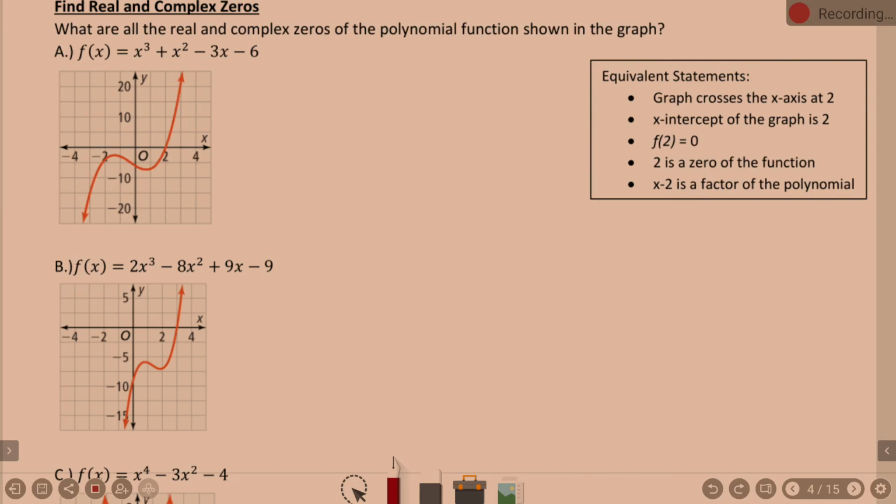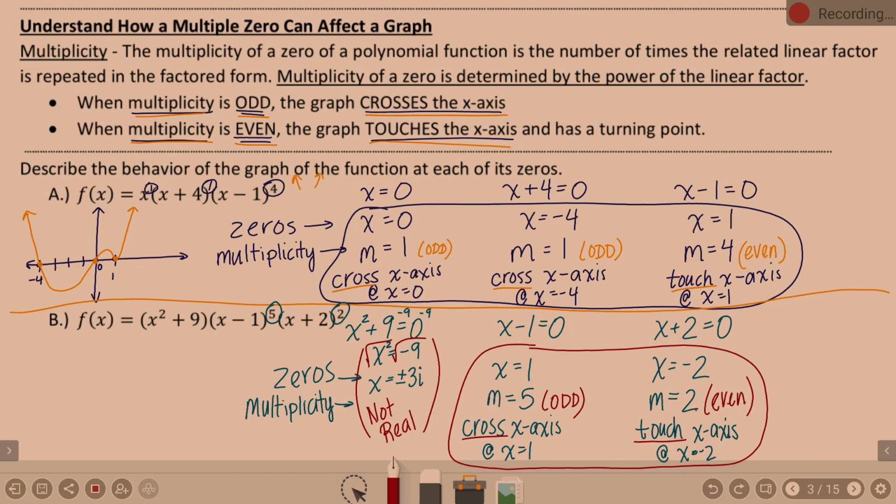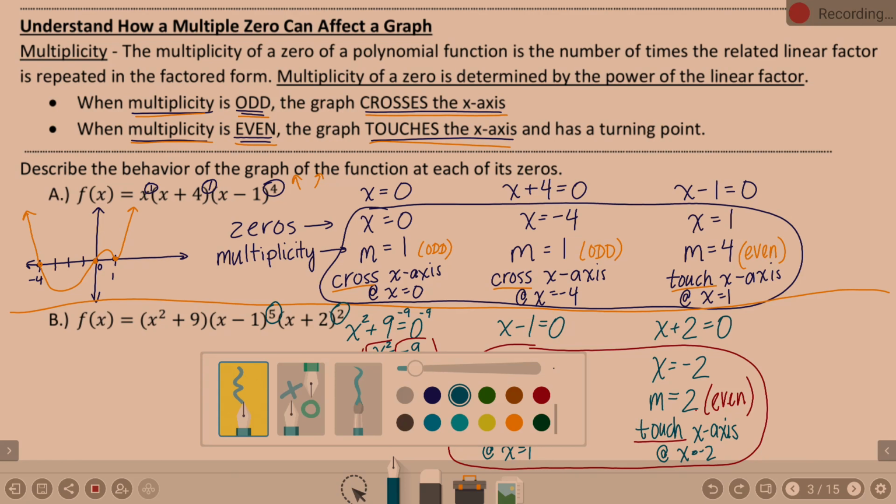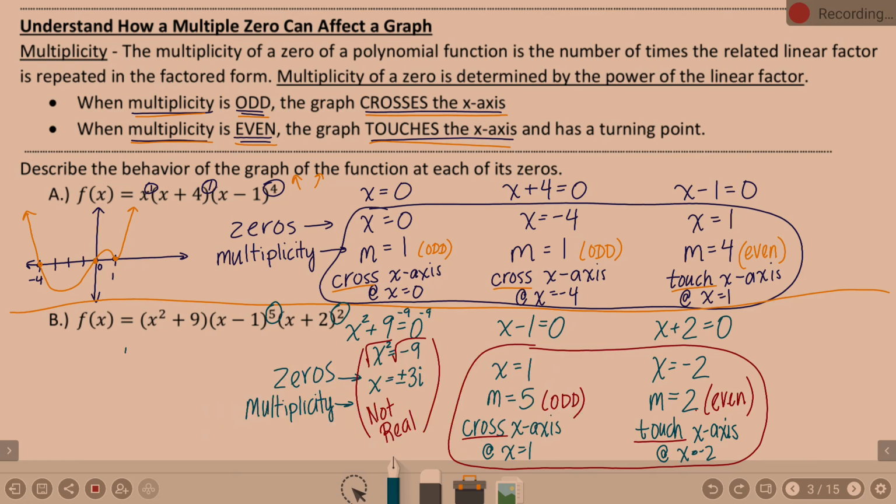Oh, I said moving on. I didn't sketch a graph for you. I want to sketch a graph. I don't know if you guys care about the graph, but I want you to see it. Okay, what were my real zeros? We have a zero at 1 and negative 2.